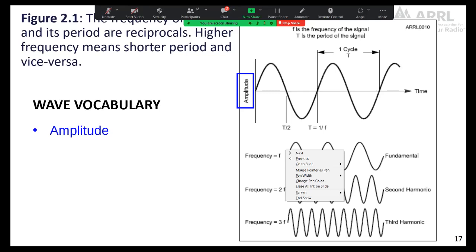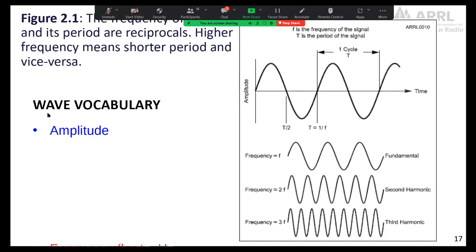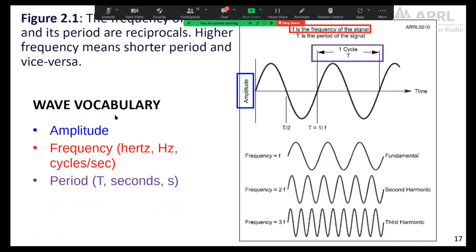And the vertical, if we were measuring this in a voltage, it would be voltage or power, but the amplitude is the strength. The frequency in hertz is the cycles per second again. This is how many of these oscillations occur in 1 second.